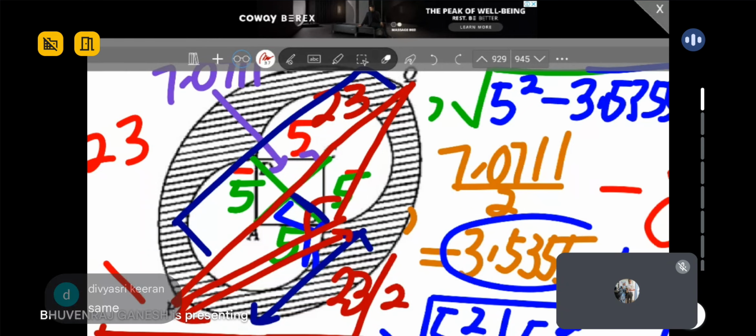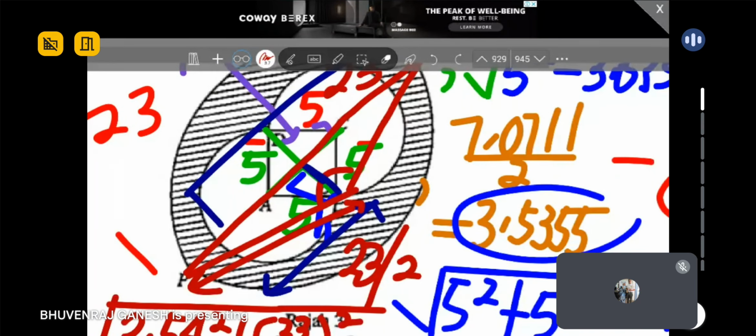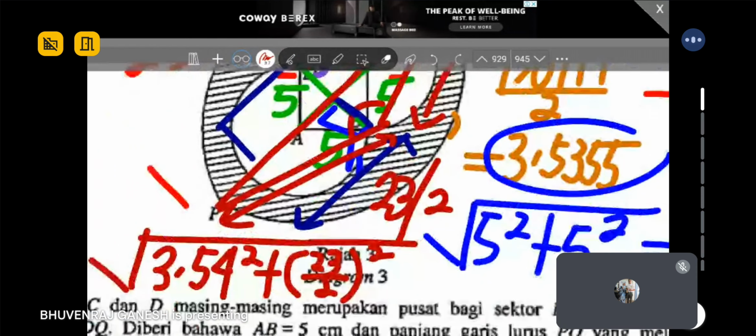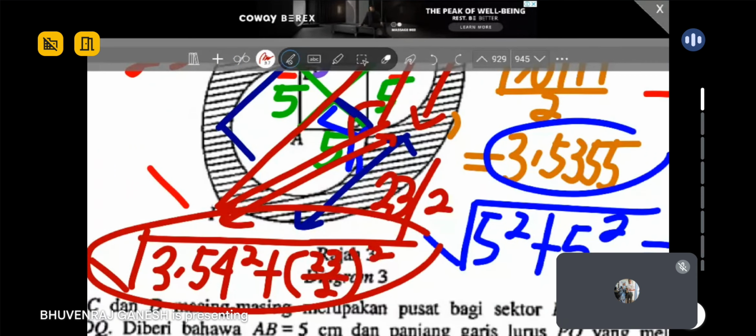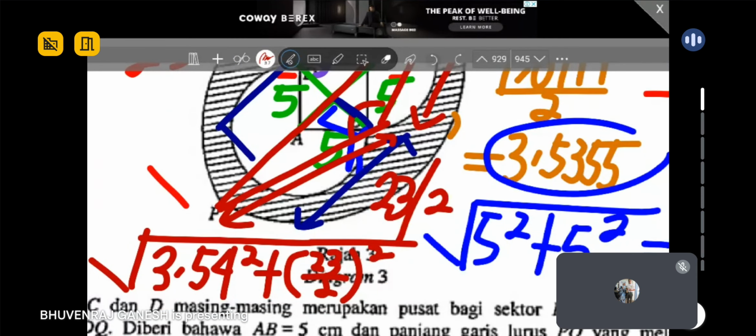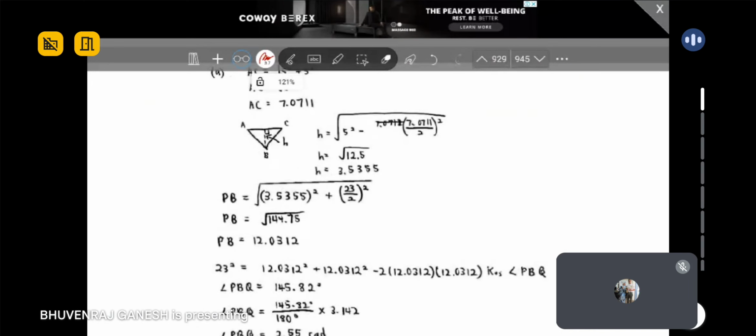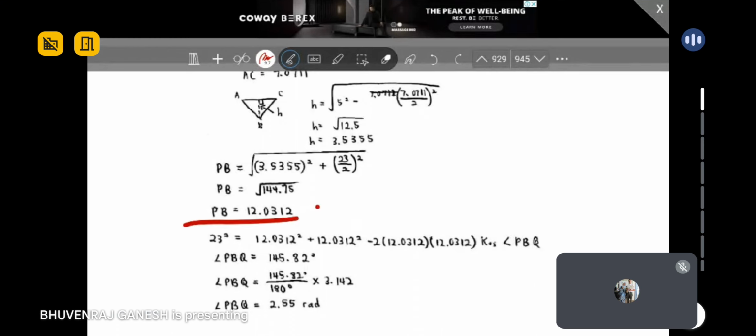So if the size is the same, it means all the lengths and angles are the same. It's just a reflection. You can imagine it as a reflection. So everything will be the same, meaning this hypotenuse is also the same value. This one over here, same value. Just press the calculator. When you calculate PB, you should get this answer.